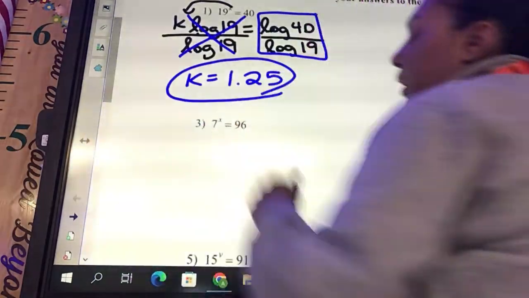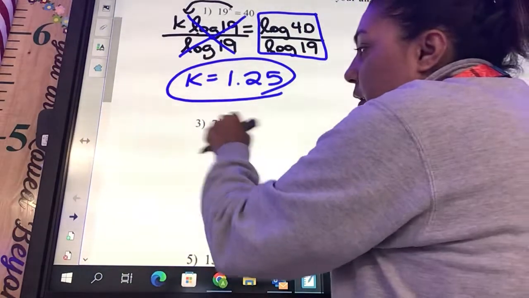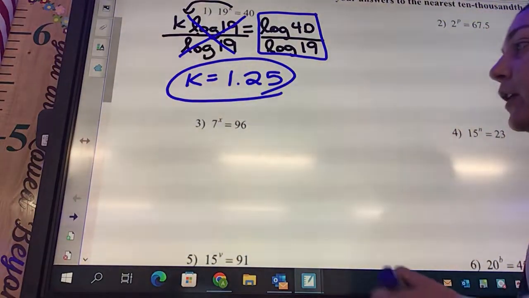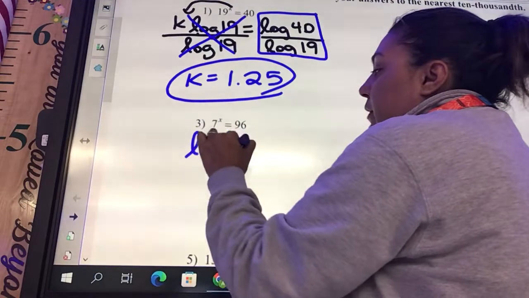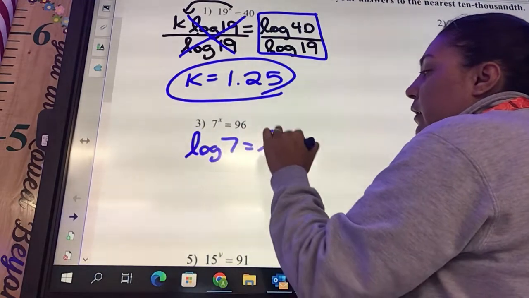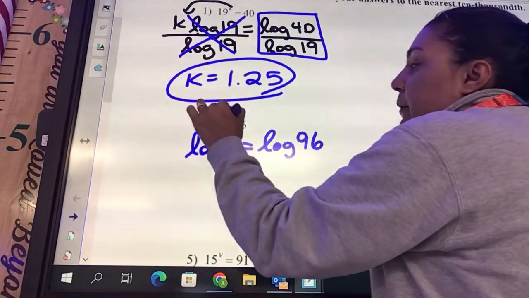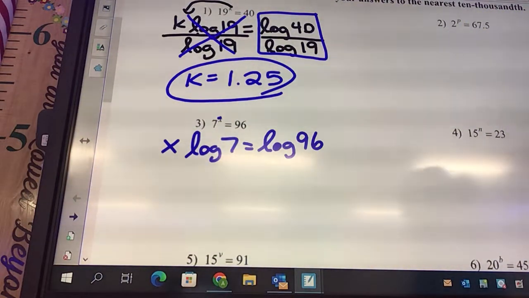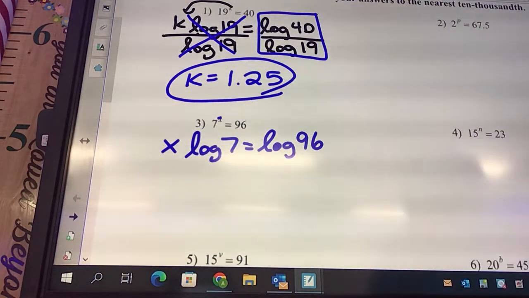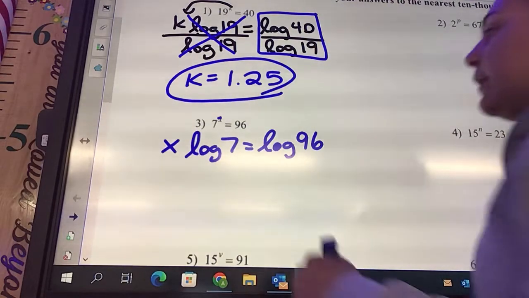Okay, so we got this one. Same thing. Our power is a variable. So we're going to say log of 7 to the x equals log of 96. And it makes this little x come all the way out here in the front. Okay, so we've done our log and it's brought that letter out front. And then we're going to divide.